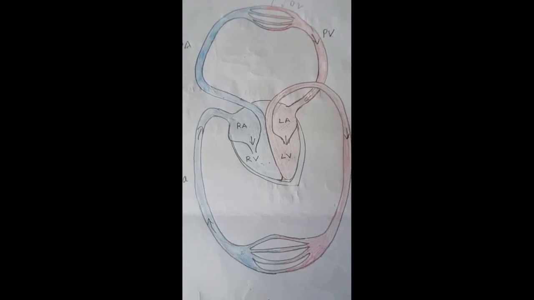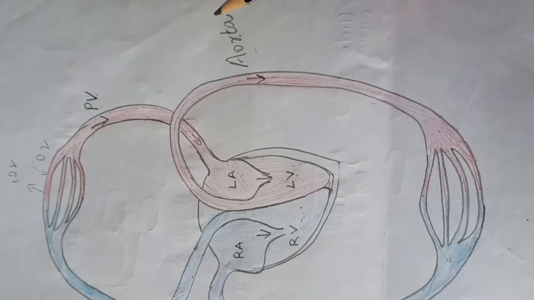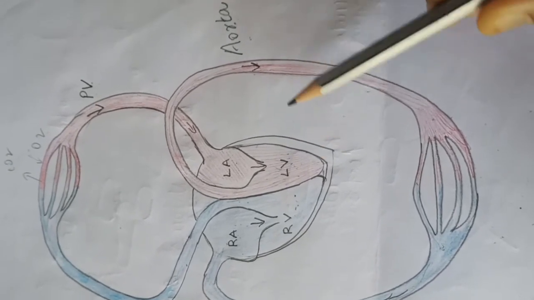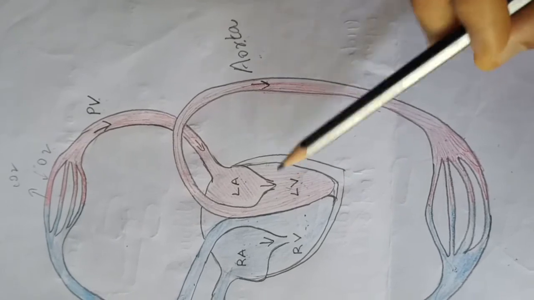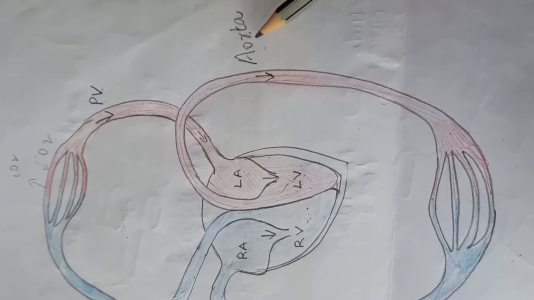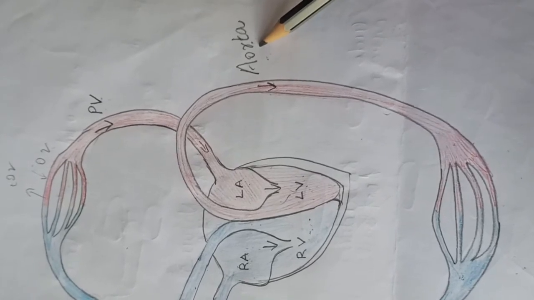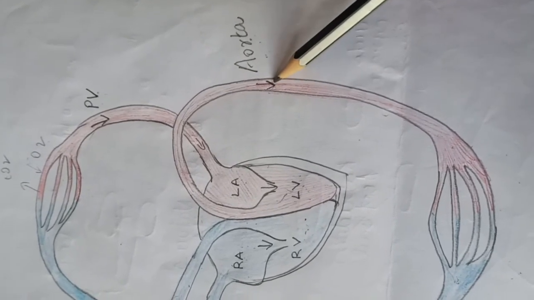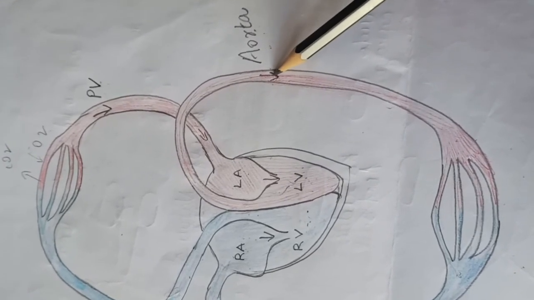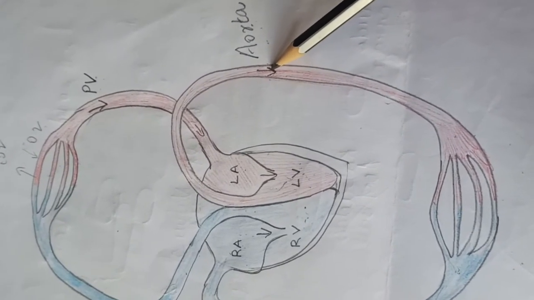We have already discussed the difference between artery and vein. So what is the first point? Artery carries oxygen rich blood. See, this is the main artery, aorta. It is carrying oxygen rich blood. It is pumping away from the heart. You can see the direction of the blood flow. It is away from the heart.